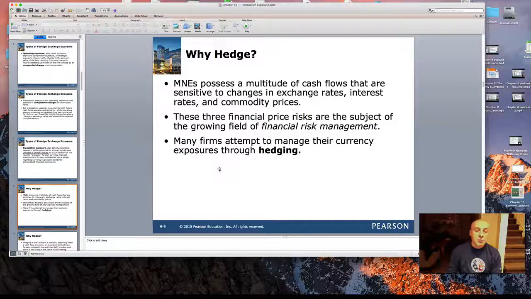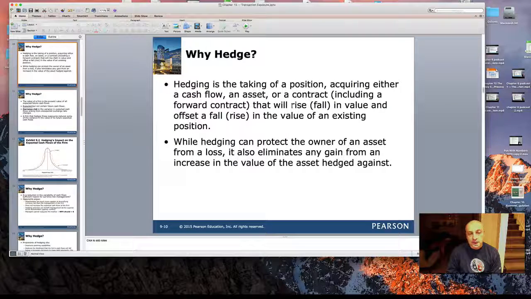So firms will then attempt to manage their currency exposures through something called hedging. And hedging, the official definition, is the taking of a position. It's acquiring either a cash flow or an asset or a contract that will rise or fall in value and offset a fall or rise in the value of an existing position. And that's sort of wording.